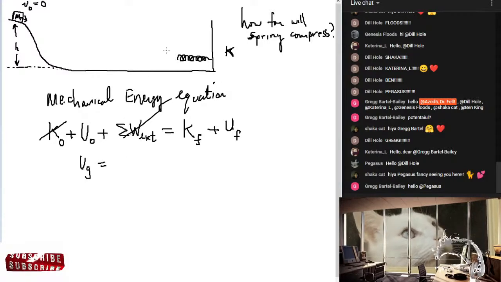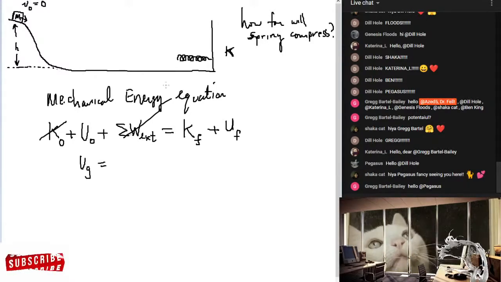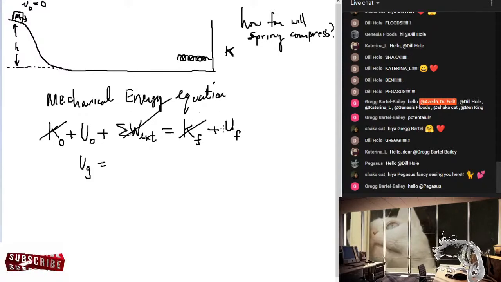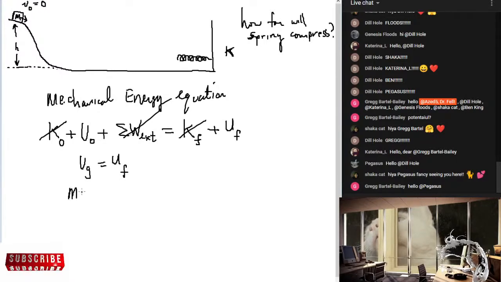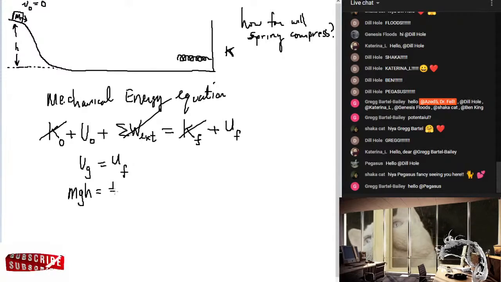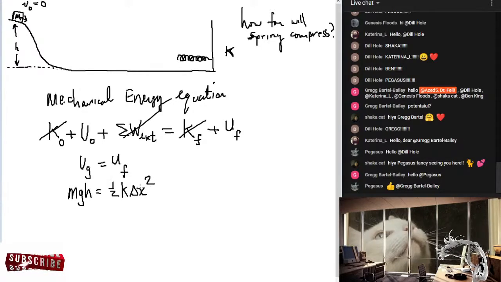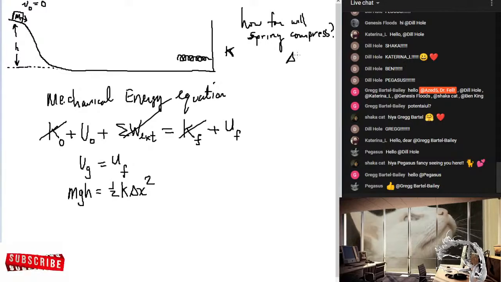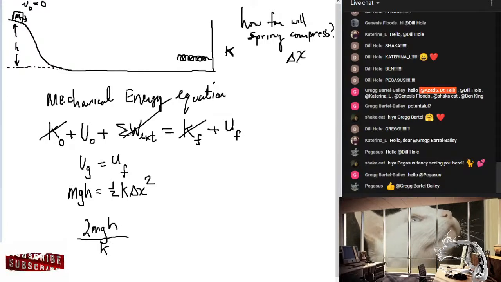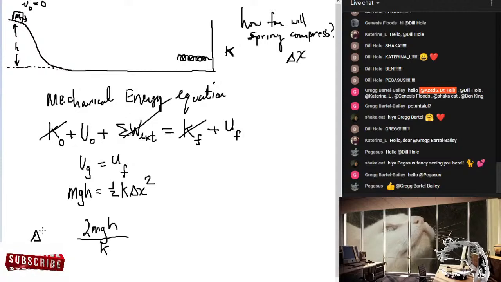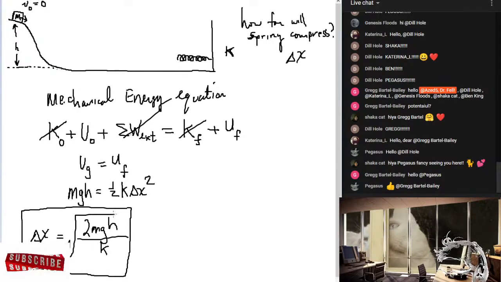And when it hits this spring and starts to compress, it's going to compress it to the point where it doesn't move anymore. So it's not going to have any kinetic energy final, but it will have spring potential energy final. So the gravitational potential energy is mgh. Spring potential energy is 1/2 K delta X squared. And now we can solve for delta X, that's what we're looking for. So it'll be the square root of 2mgh over k. So that's how far that spring is going to compress.